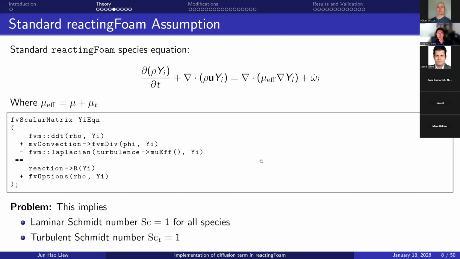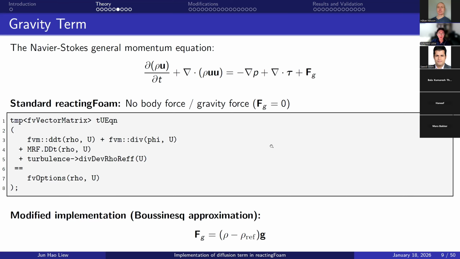Yeah, so we're going to implement the diffusion coefficients here. And then next, the gravity term. Why is this important? Because the heavy gases rely on buoyancy to move in the flow. So in the general momentum equation of the Navier-Stokes, you have this. Everybody is quite familiar with this.